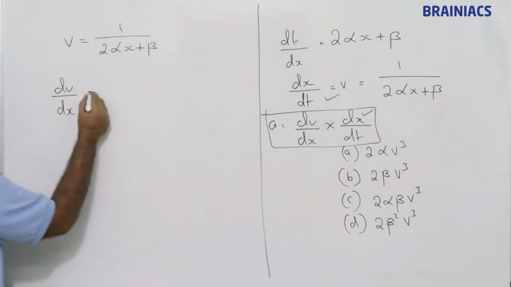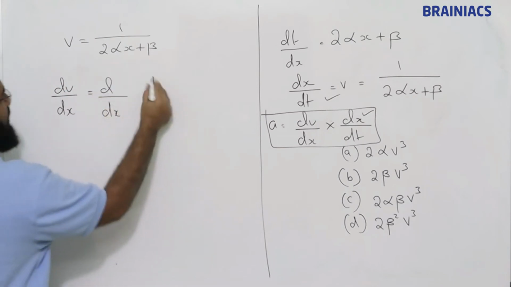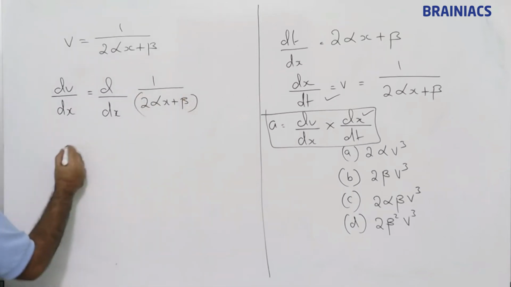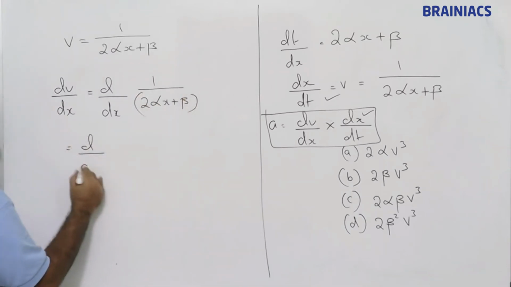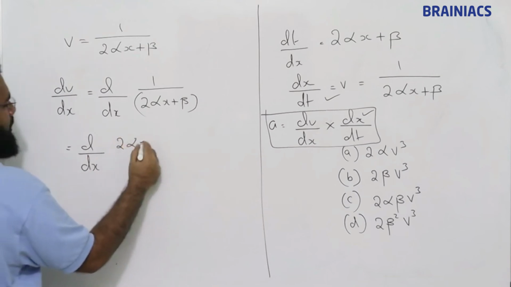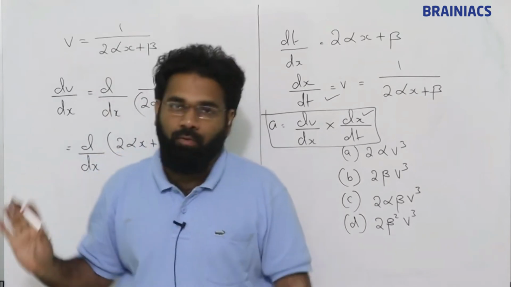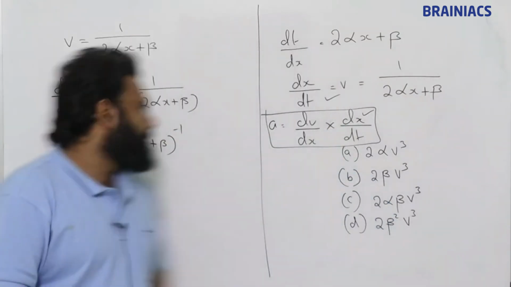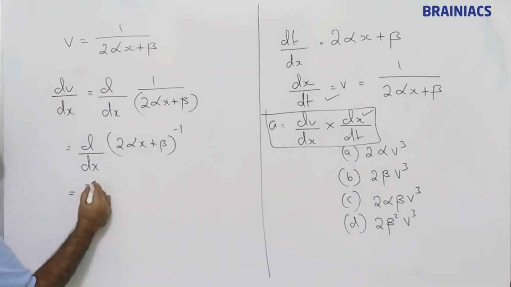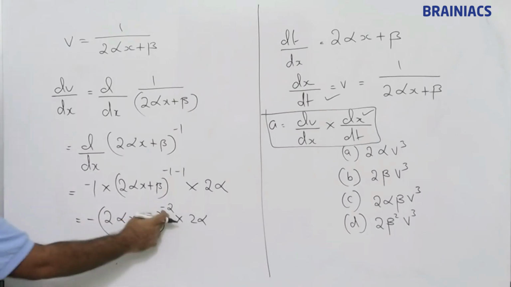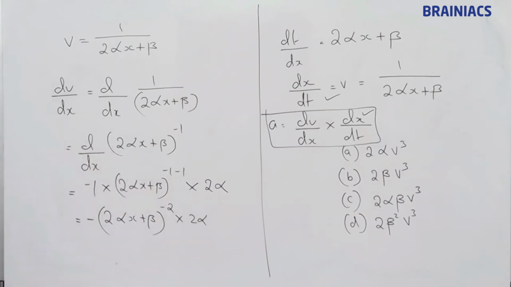Now what we will do? dv by dx is nothing but d by dx of 1 by 2 alpha x plus beta. Now how to differentiate this? Simple. We will bring it to the numerator, we will put an inverse. Now then chain rule. Just apply chain rule and differentiate. Minus 1. Consider this full, now dv by dx is nothing but minus 2 alpha x plus beta all raised to minus 2 into 2 alpha. Now everything is ready, just we need to substitute correctly, that's it, nothing else.